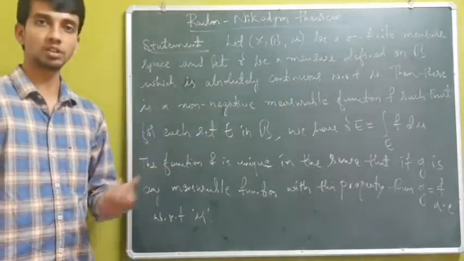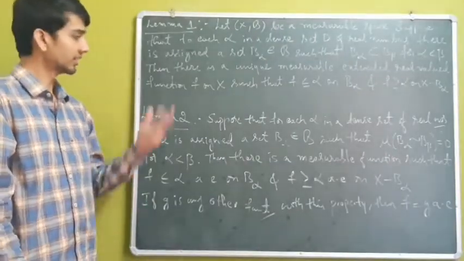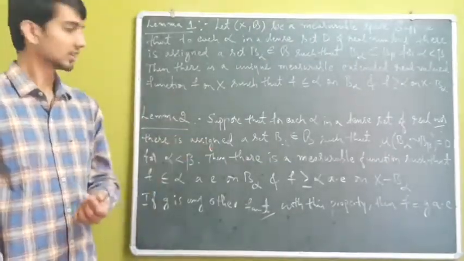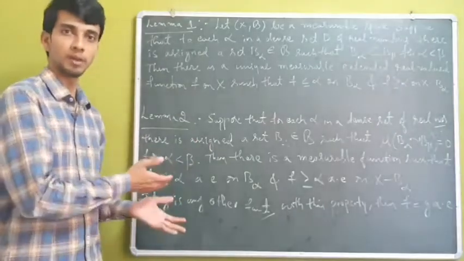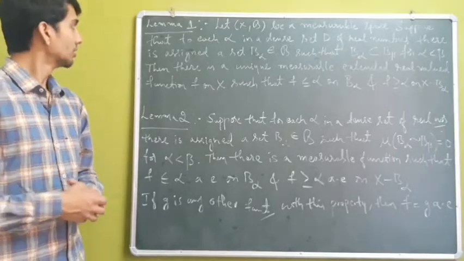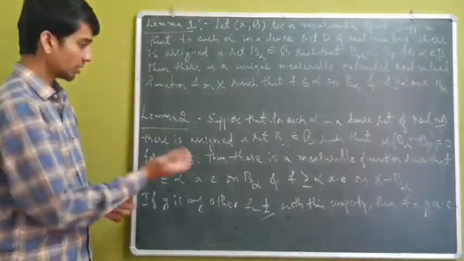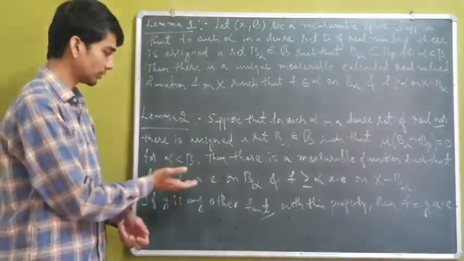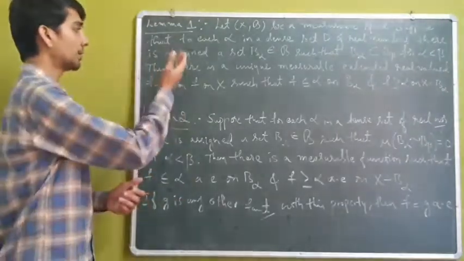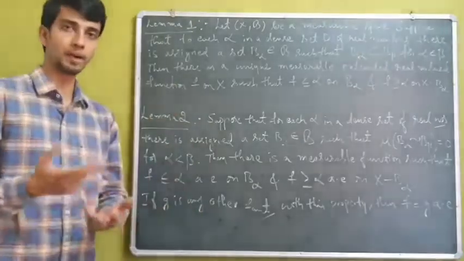So let me move on to the proof now. To prove the Radon-Nikodym theorem, we need the help of these two lemmas. We will get into these two lemmas first, and then move on to the proof of the theorem. We have lemma 1 and lemma 2, and we will not be seeing the proof of lemma 2; we will be proving lemma 1, and the proof of lemma 2 follows from the proof of lemma 1.